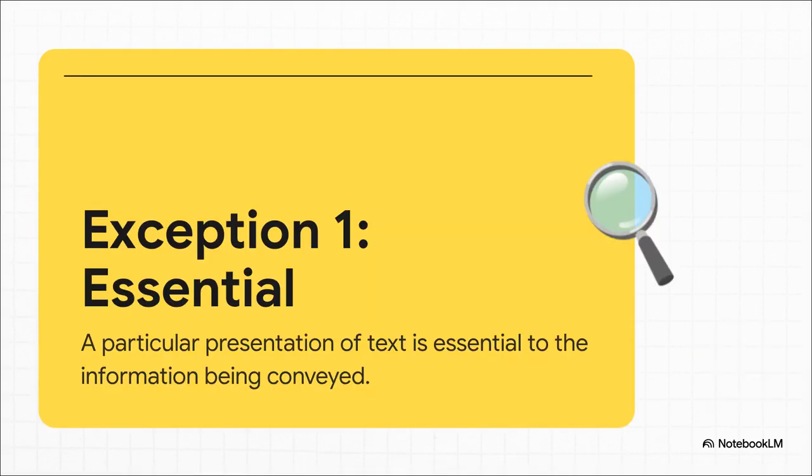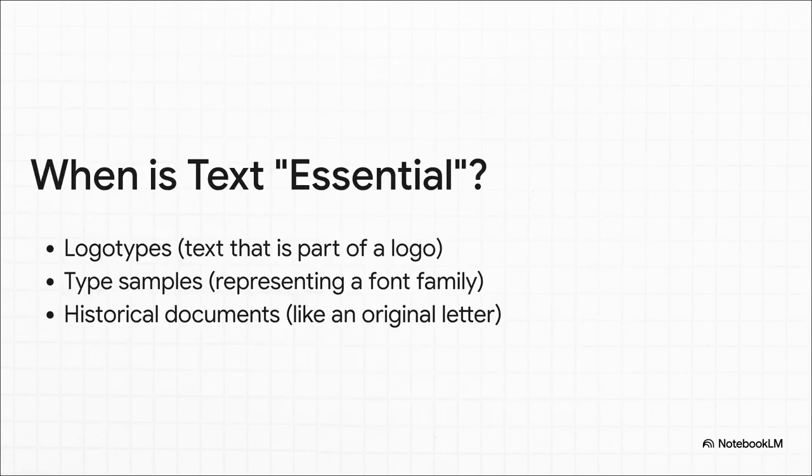Okay, exception number one is when the visual presentation is, and this is the keyword, essential. So what does that mean? It means the specific look of the text is the whole point. If you changed how it looked, you'd actually lose the information itself. Think about a company's logo. The text is part of the brand's identity. You can't just type it out in a different font. That's essential. Or imagine you're a designer showing off a specific font family. You have to use an image for that. And of course, historical documents, right? The original handwriting is the very thing you're trying to share.